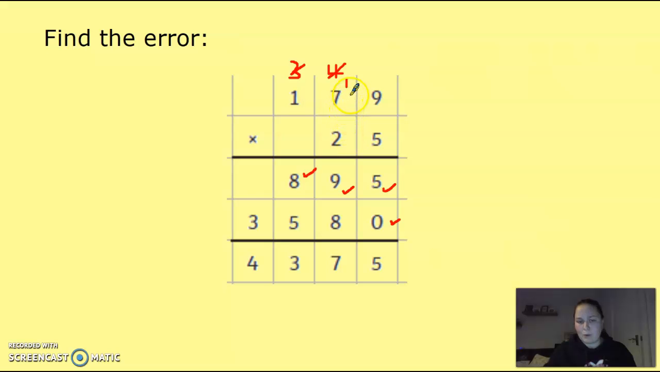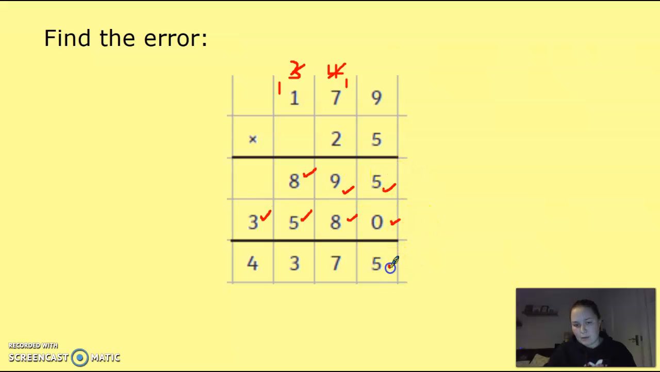2 times 7 is 14. Add the 1. 15. 5 there, 1 there. 2 times 2 is 4, add the 1 is 5. Okay, so I'm happy with that. So there's nothing wrong with my multiplication. Perhaps there's something wrong in the addition.